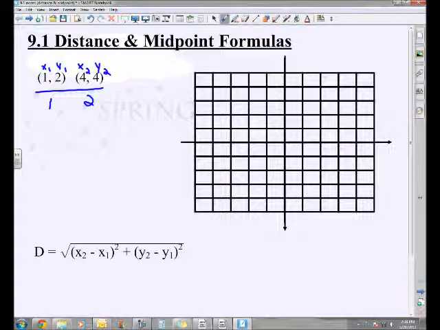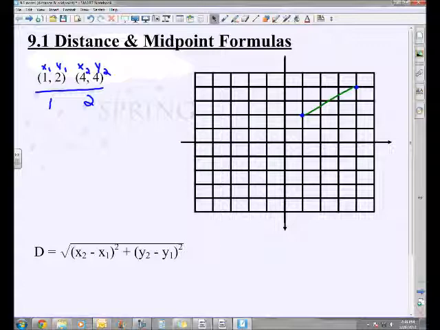All right, so we'll plot our first point. We're at 1, 2. That guy's going to be right about there. Our second point is at 4, 4. There's 1, 2, 3, 4. 1, 2, 3, 4. That guy's right there. What we're going to try and find is the distance between these 2 points. I'm going to do that in green. We're going to find the distance between these 2 points. Well, up to this point, we don't have a way of doing that.